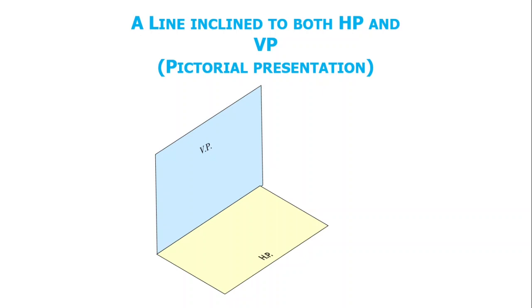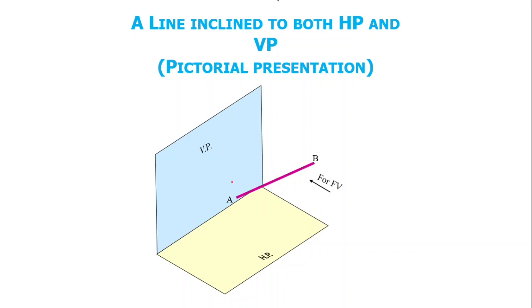A line inclined to both HP and VP. This is the pictorial representation of that line inclined to both HP and VP. Here, this line AB, represented by capital AB, is inclined to both HP and VP. This category of lines we already discussed in the previous classes.